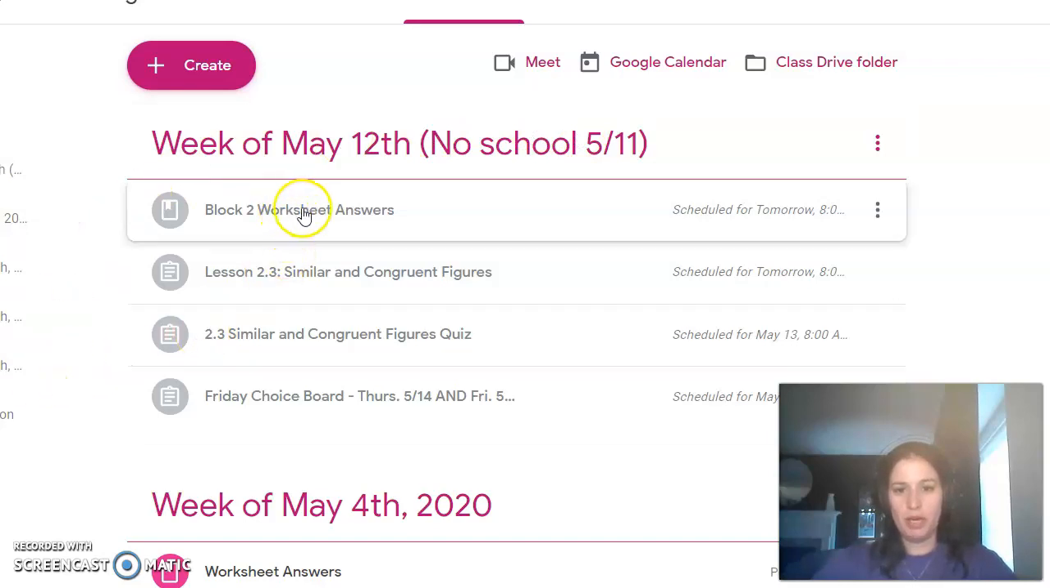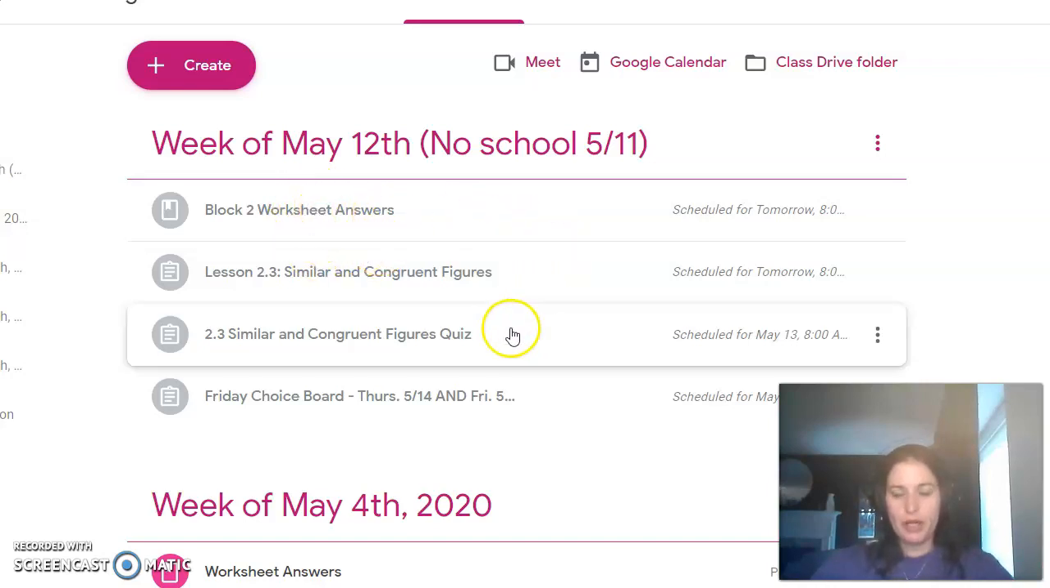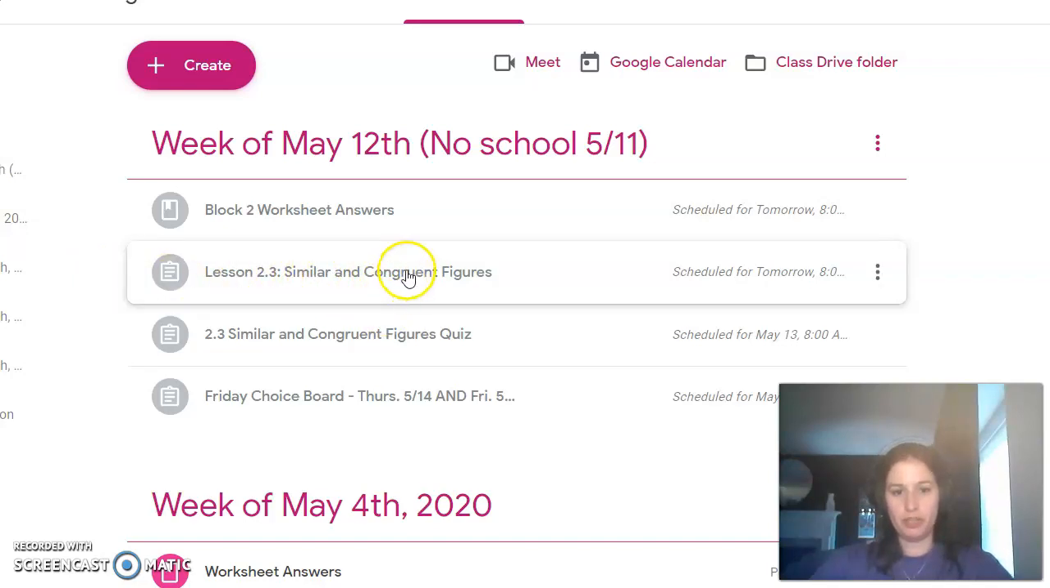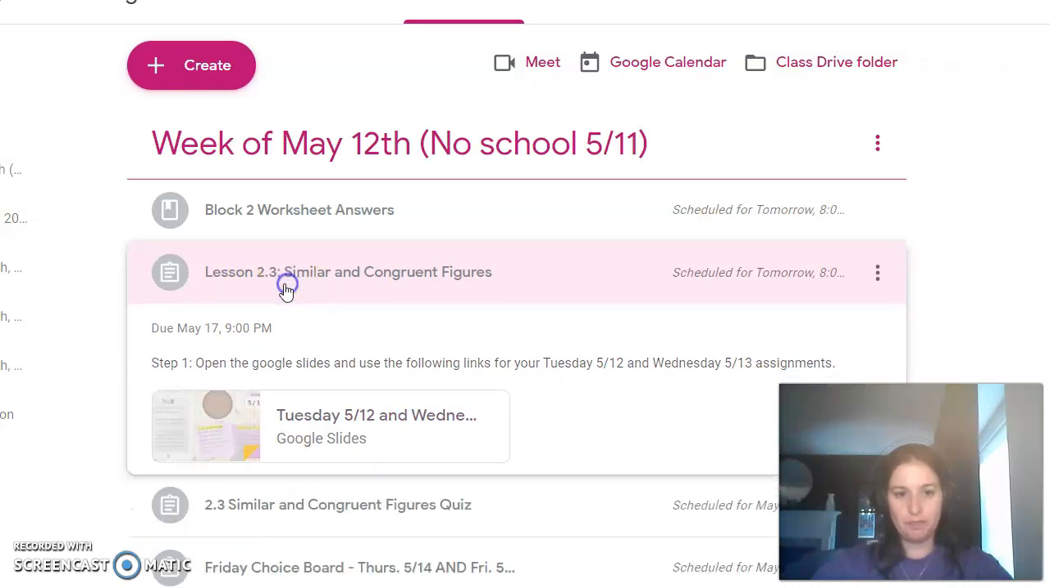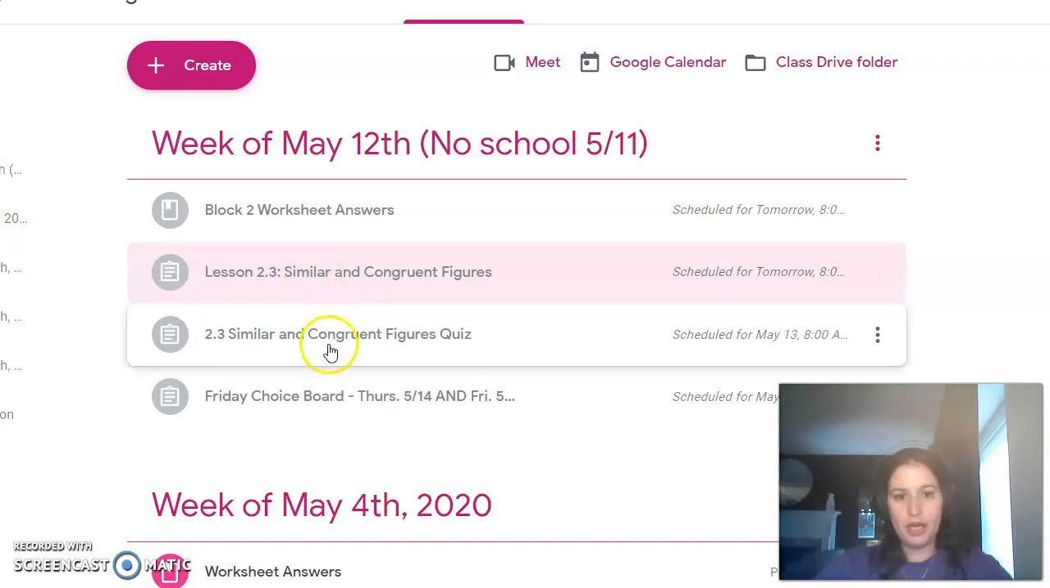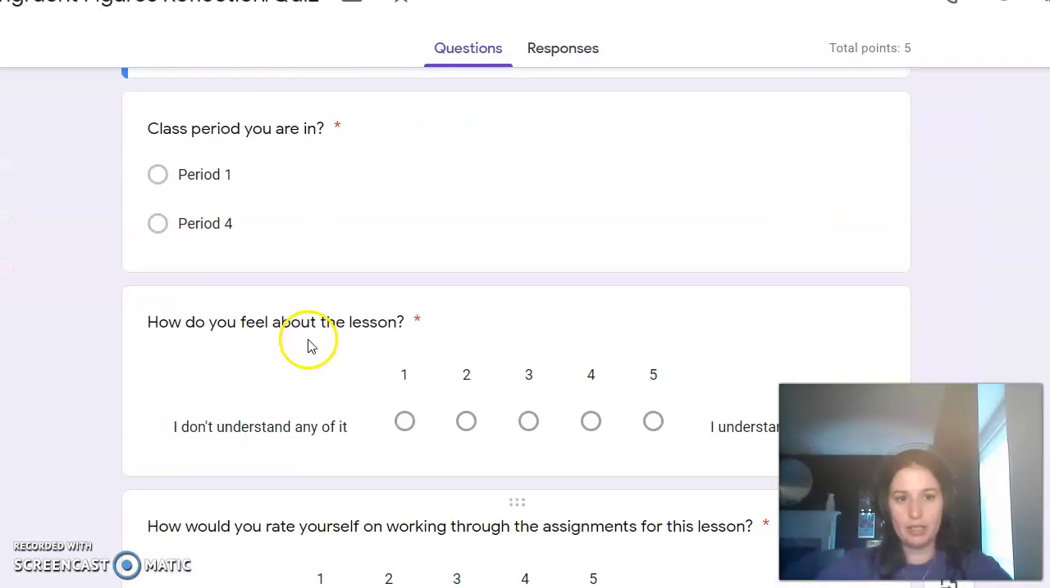Tomorrow the Block 2 worksheet answers will be available again, as always. This week you're only going to do one lesson, 2.3, on similar and congruent figures. As always, you have the slideshow to work from, to have access to the video, the lessons, and the worksheets. The quiz for 2.3 looks like this.